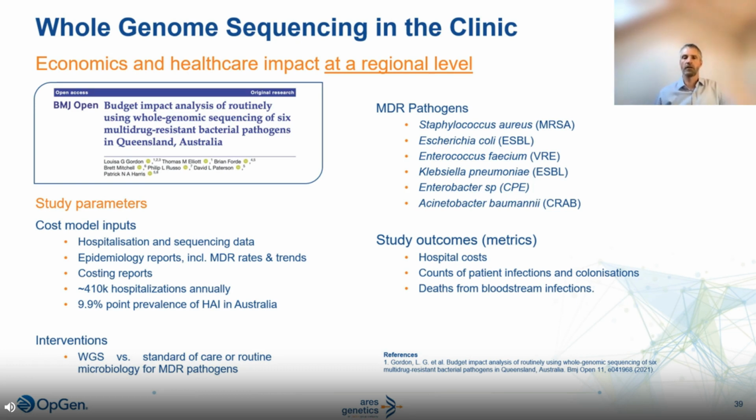The team compared the interventions whole genome sequencing versus the standard of care for multidrug resistant pathogens. It was thereby assumed that whole genome sequencing based surveillance would occur for the 6 most common multidrug resistant organisms, including methicillin resistant Staphylococcus aureus, extended spectrum beta-lactamase producing Escherichia coli, vancomycin resistant Enterococcus faecium, ESBL producing Klebsiella pneumoniae, carbapenemase producing Enterobacterales, and carbapenem resistant Acinetobacter baumannii. The study then compared the following primary and secondary outcomes for both interventions: expected hospital costs, counts of patient infections and colonizations, and deaths from bloodstream infections.